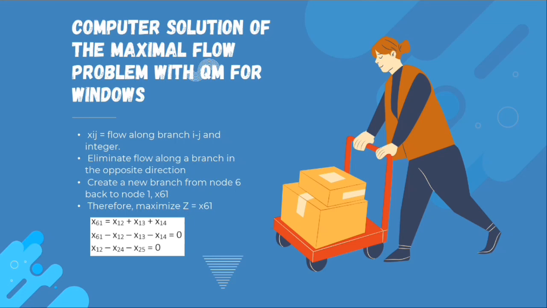So step 2, eliminate flow along a branch in the opposite direction in order for us to lower the volume and complication of the model formulation. Example of this is the flow from 4 to 2, which is 0. To create a continual flow through the network, we will create a new branch from node 6 back to node 1 and refer to it as x sub 6 to 1. And that's for step number 3, which is to create a new branch from node 6 back to node 1, which is x sub 6 to 1.